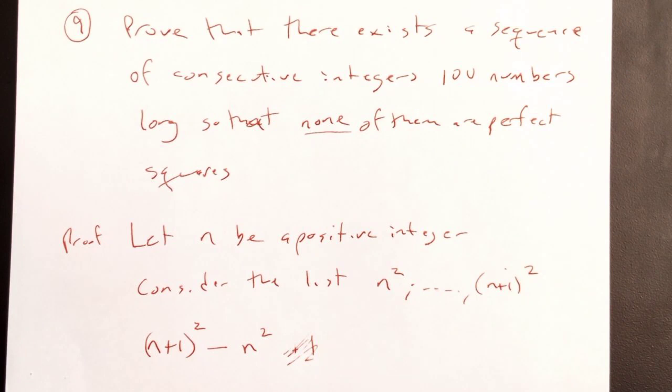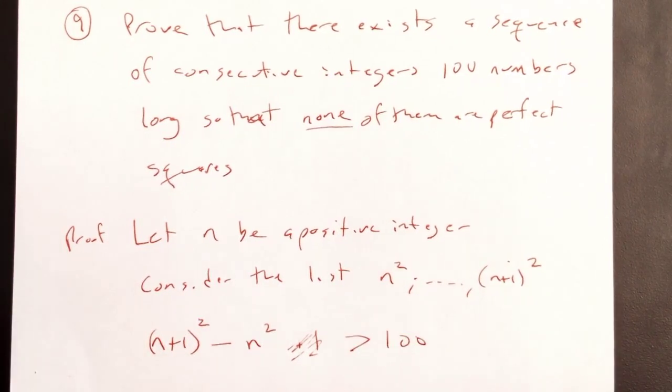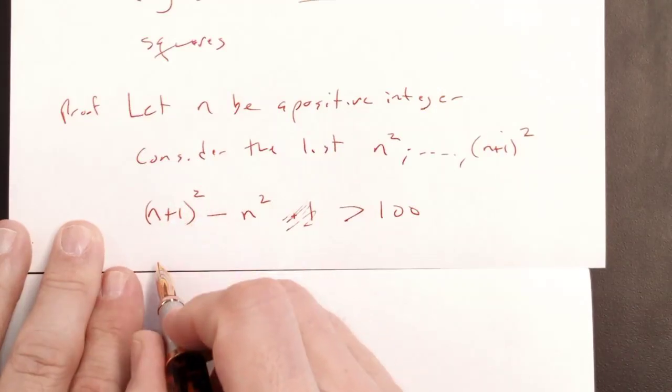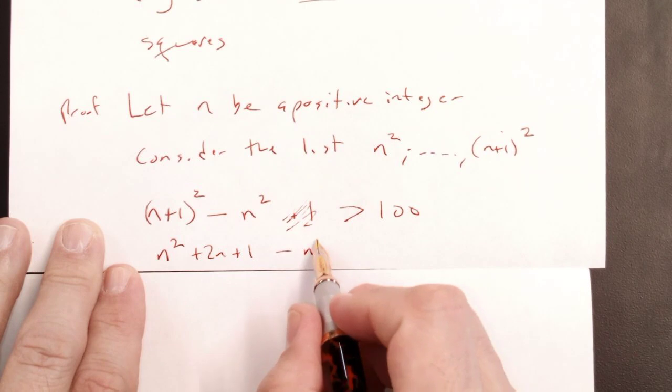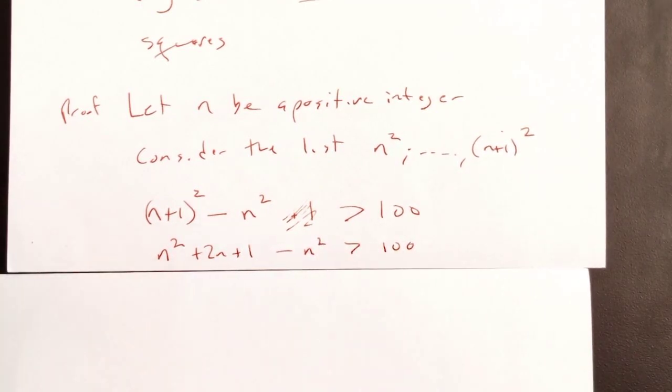I want this to be bigger than 100, don't I? I have an inequality involving my n. Let's solve it. Multiply this out, I get n squared plus 2n plus 1 minus n squared bigger than 100. What happens with your n squareds? They cancel.